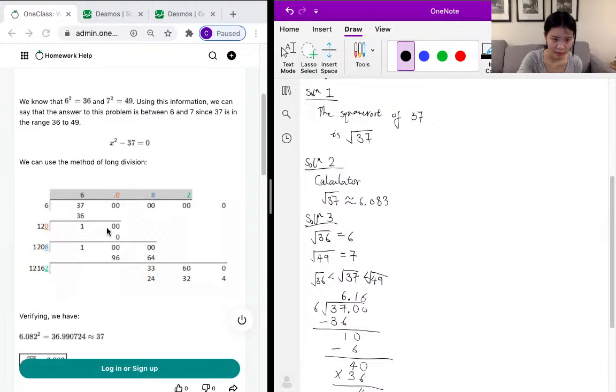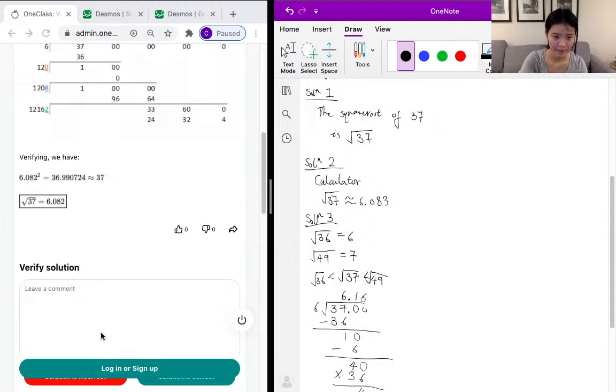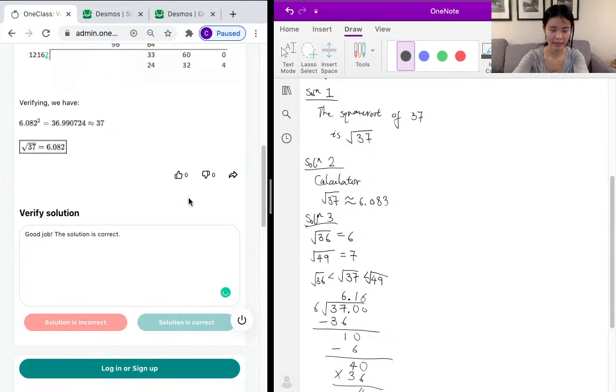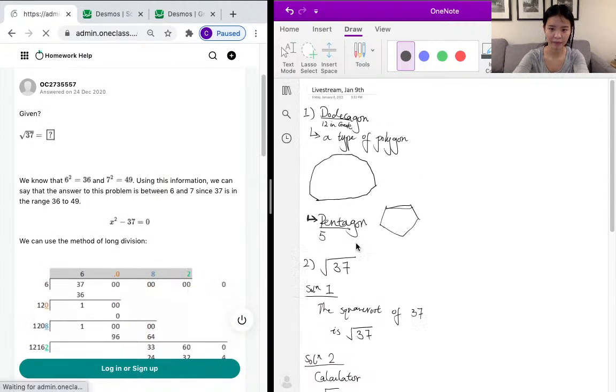Cool. So let's just say something like, good job, the solution is correct. Cool. Now let's move on to our third problem.